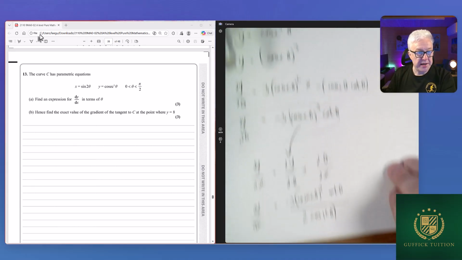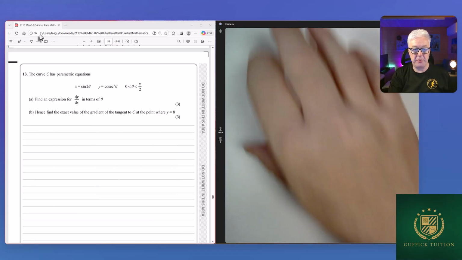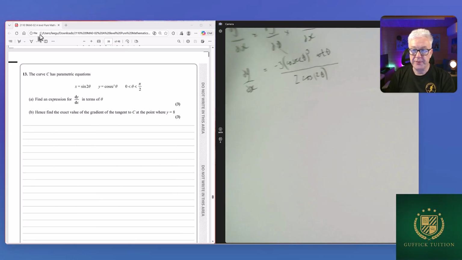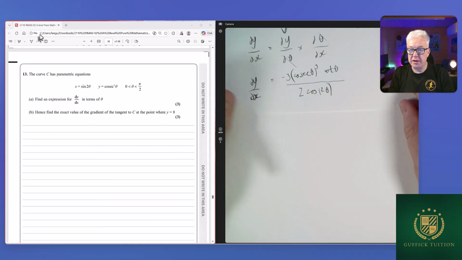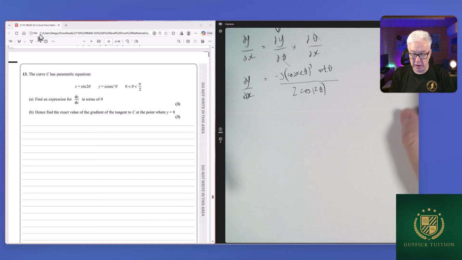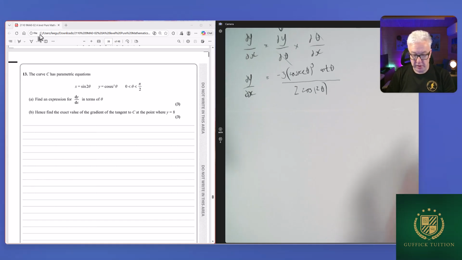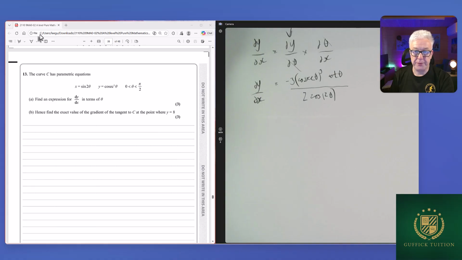Now, part B, hence find the exact value of the gradient of the tangent to C at the point where y is equal to 8. So when we're finding a gradient, we need to know a couple of things. We need to know a point on the line. And so when we're finding an equation of a tangent, rather, we need to know two things: a point on the line, and we could also do with knowing the gradient of the line as well.